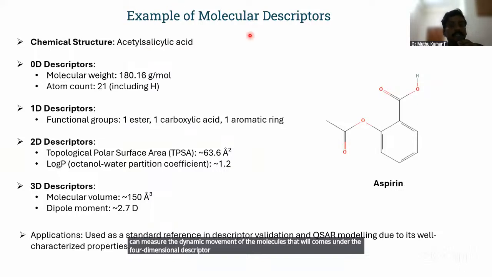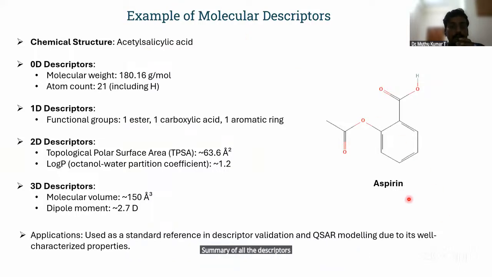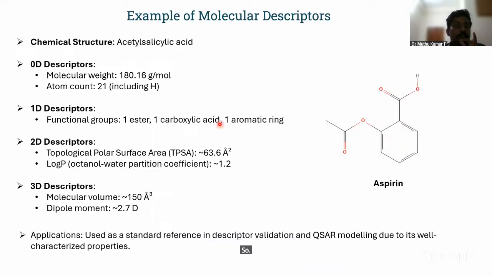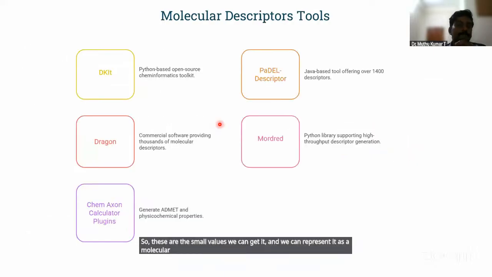Here you can see the summary of all the descriptors. Here we have the drug molecule called aspirin. So I think this may not be interconnected. Okay, so for this particular molecule, what is the molecular weight, what is the atom count, and what are the functional groups, like one ester group, one carboxylic group, one aromatic ring. These are the small values we can get, and we can represent them as molecular descriptors.